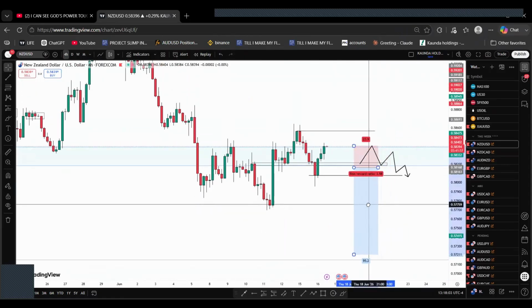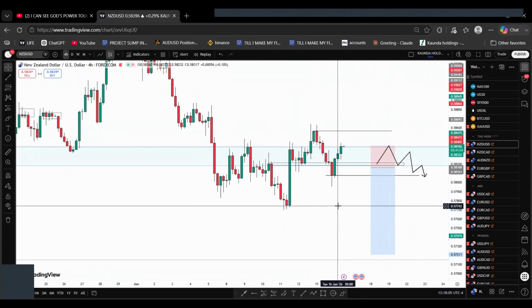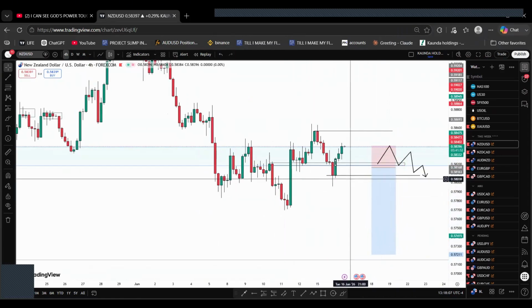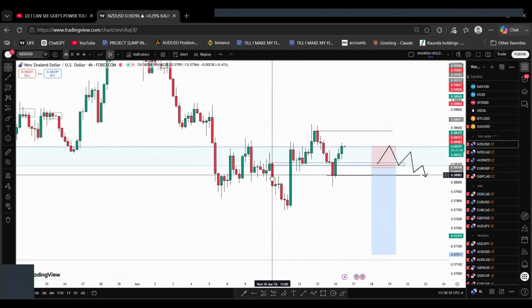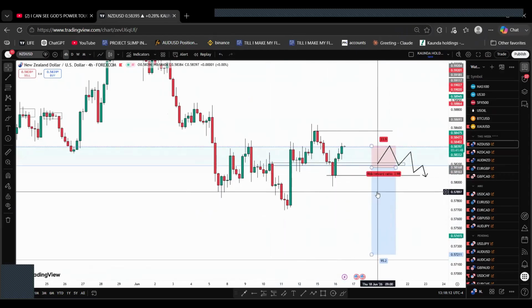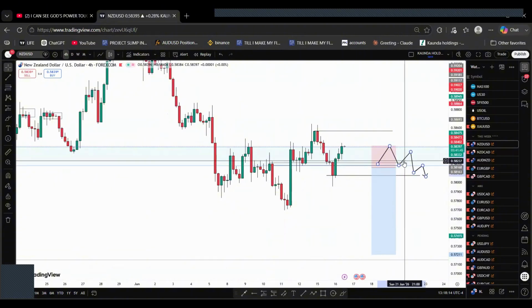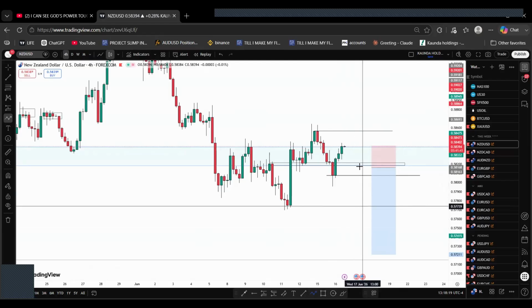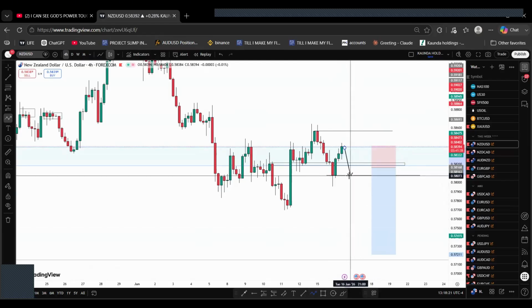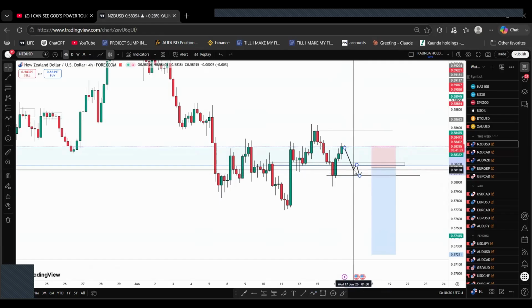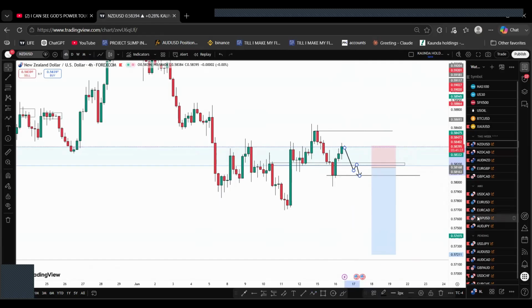Price has broken above, and so it still stands. If you want to sell this, you need price breaking below this level. Now we're testing it, then we can buy. Let me show you an example.